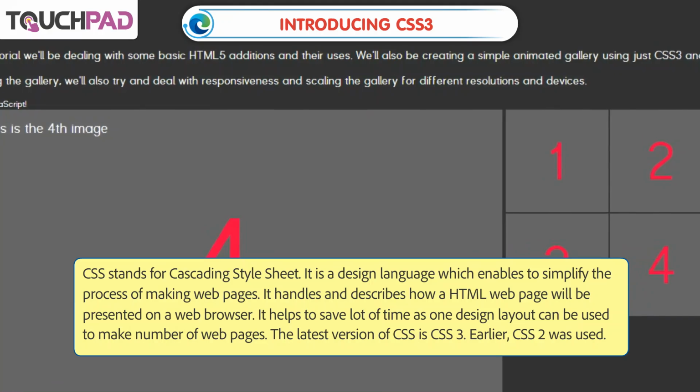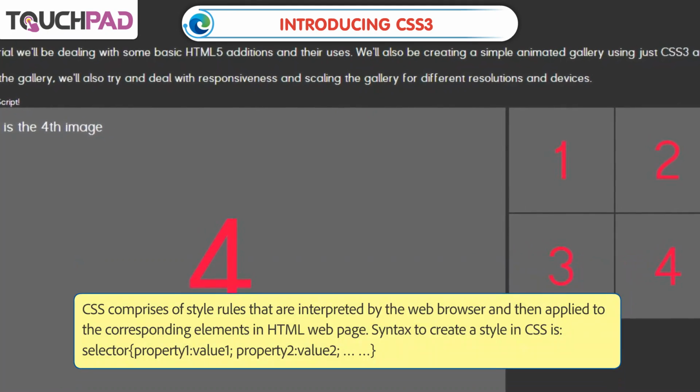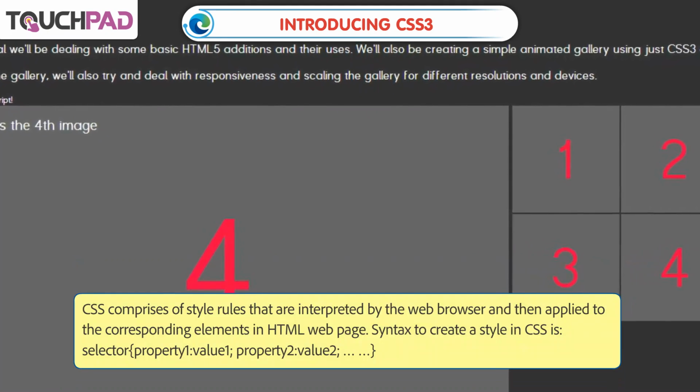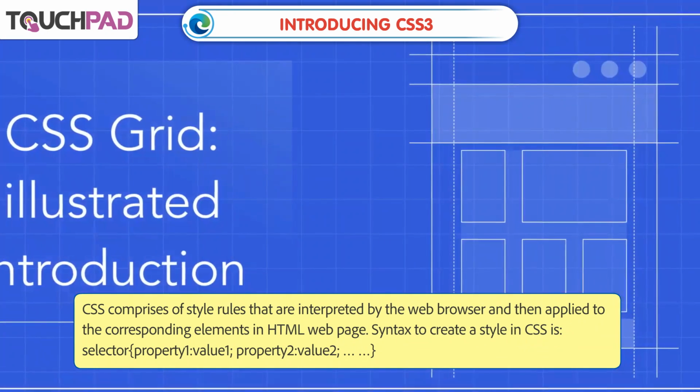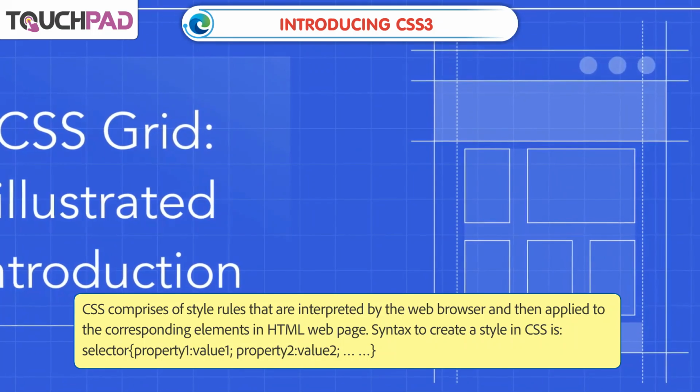Earlier CSS2 was used. CSS comprises style rules that are interpreted by the web browser and then applied to the corresponding elements in the HTML web page.